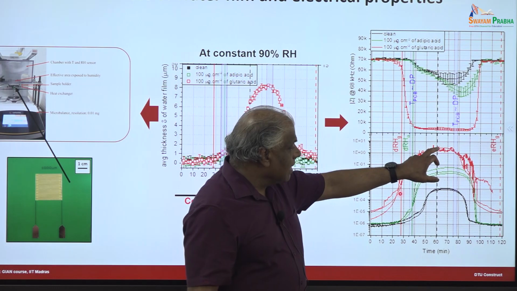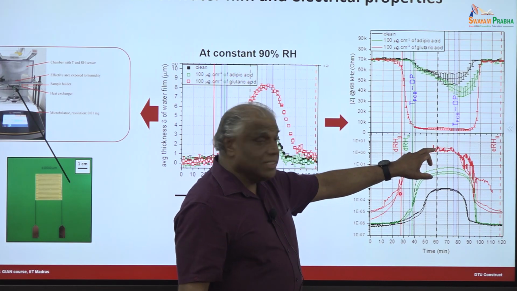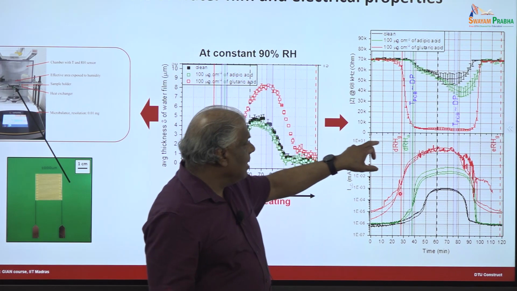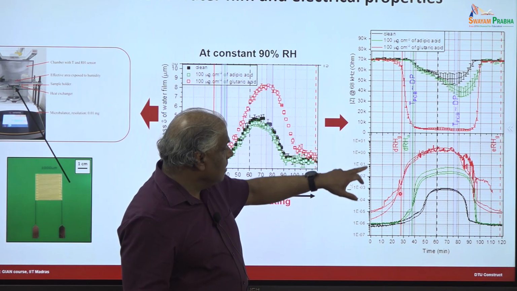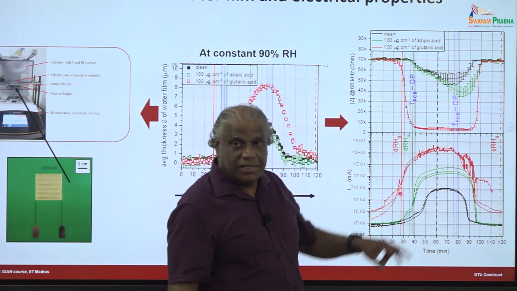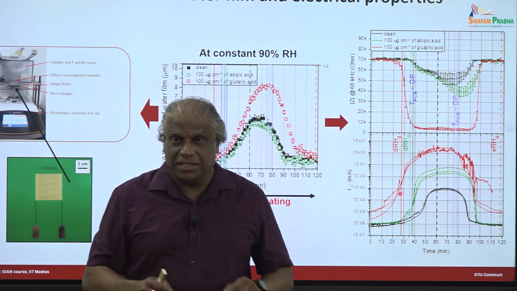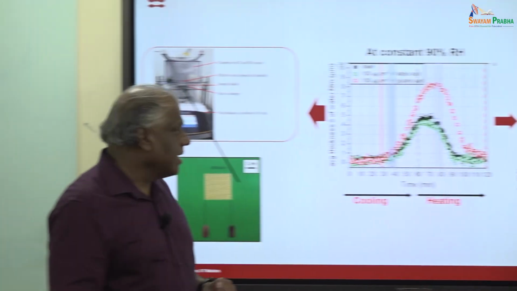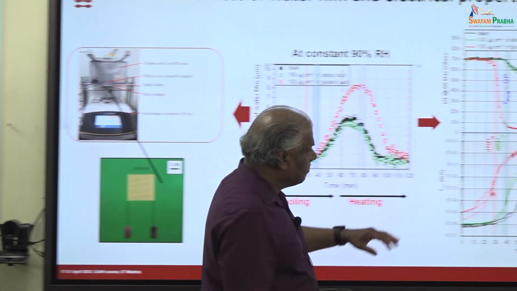Now we can see the glutaric acid gives much higher leak current. Not only that, the leak current is very, very high here, almost reaching 1 milliampere. You can also see this fluctuation, which shows that there is a failure: electrochemical migration failure, dendrite forming and things like that. That's what happens in this case.